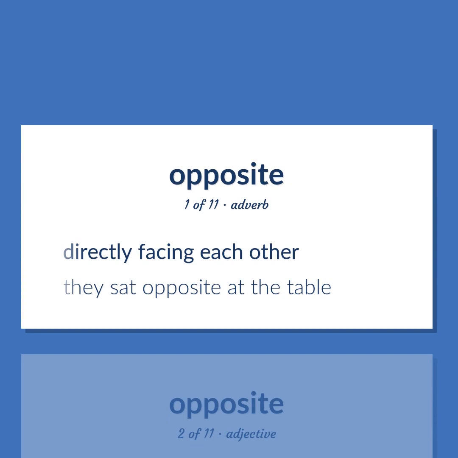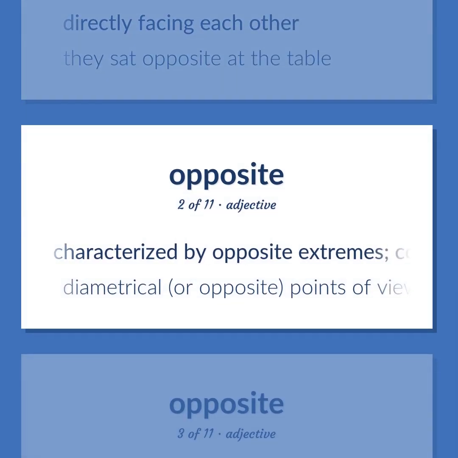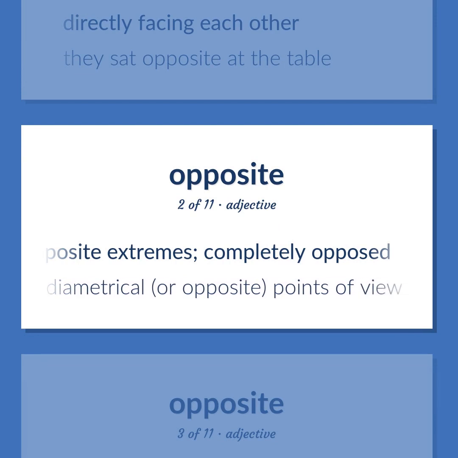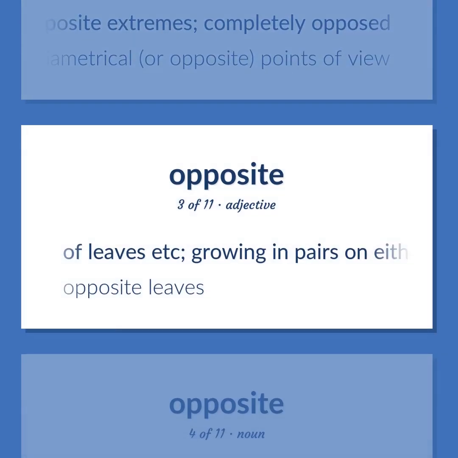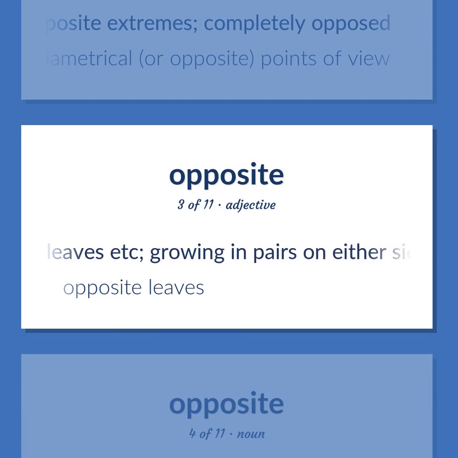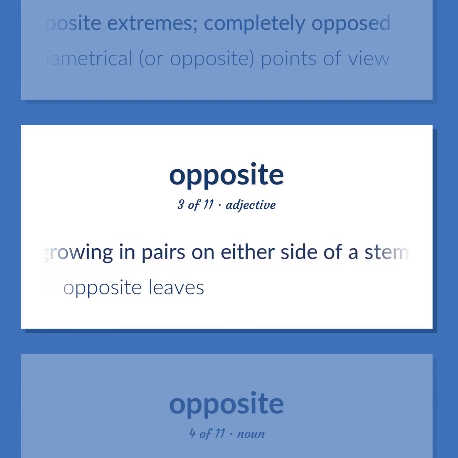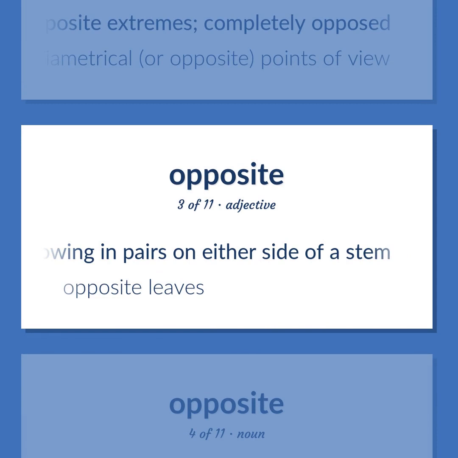Directly facing each other. They sat opposite at the table. Characterized by opposite extremes, completely opposed. Diametrical, or opposite, points of view. Of leaves, etc., growing in pairs on either side of a stem. Opposite leaves.